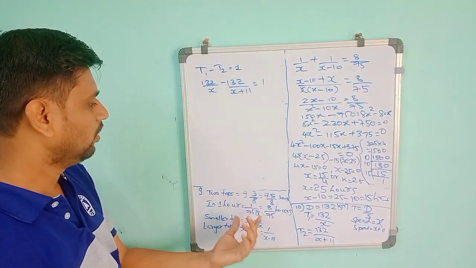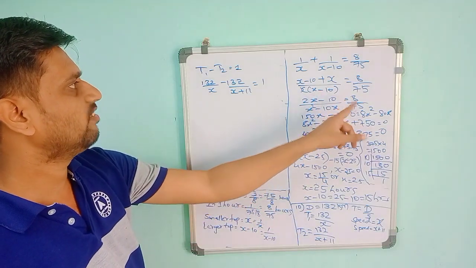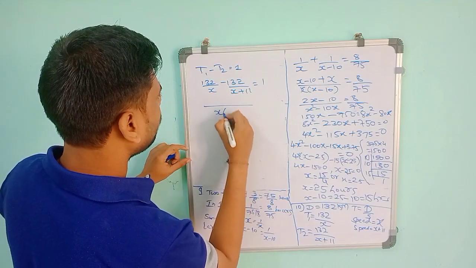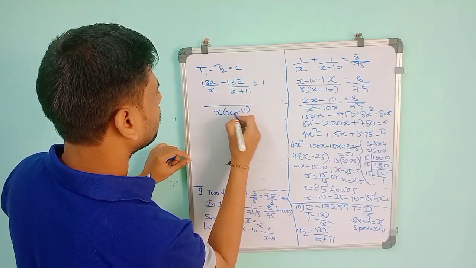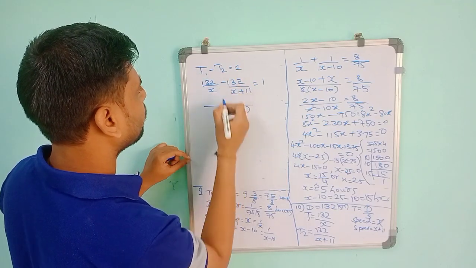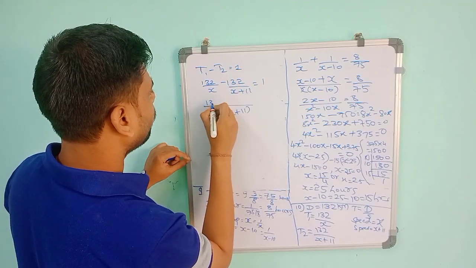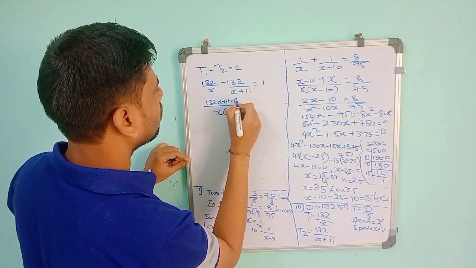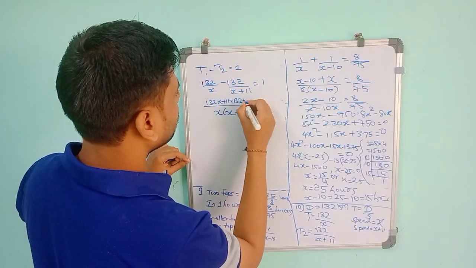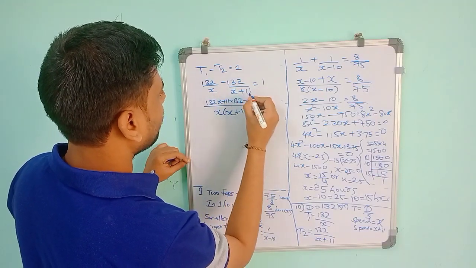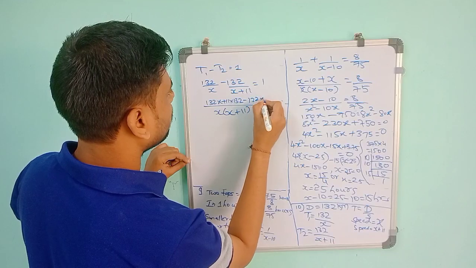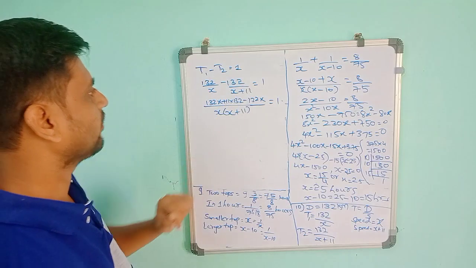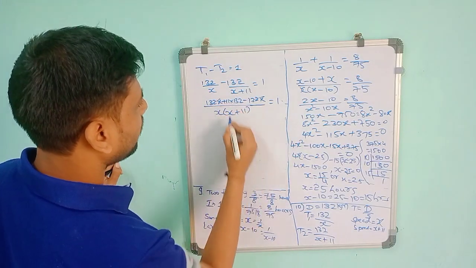Same as this side, now take the LCM. Variables are there, so directly take the LCM. It will become x into x plus 11. Upside, x is there, so it will become x plus 11. So 132 into x is 132x plus 11 into 132, then minus 132x. Plus 1 is there, so 132x. 132x is equal to 1. So minus 132x, this will get cancelled. The remaining is 11 into 132.